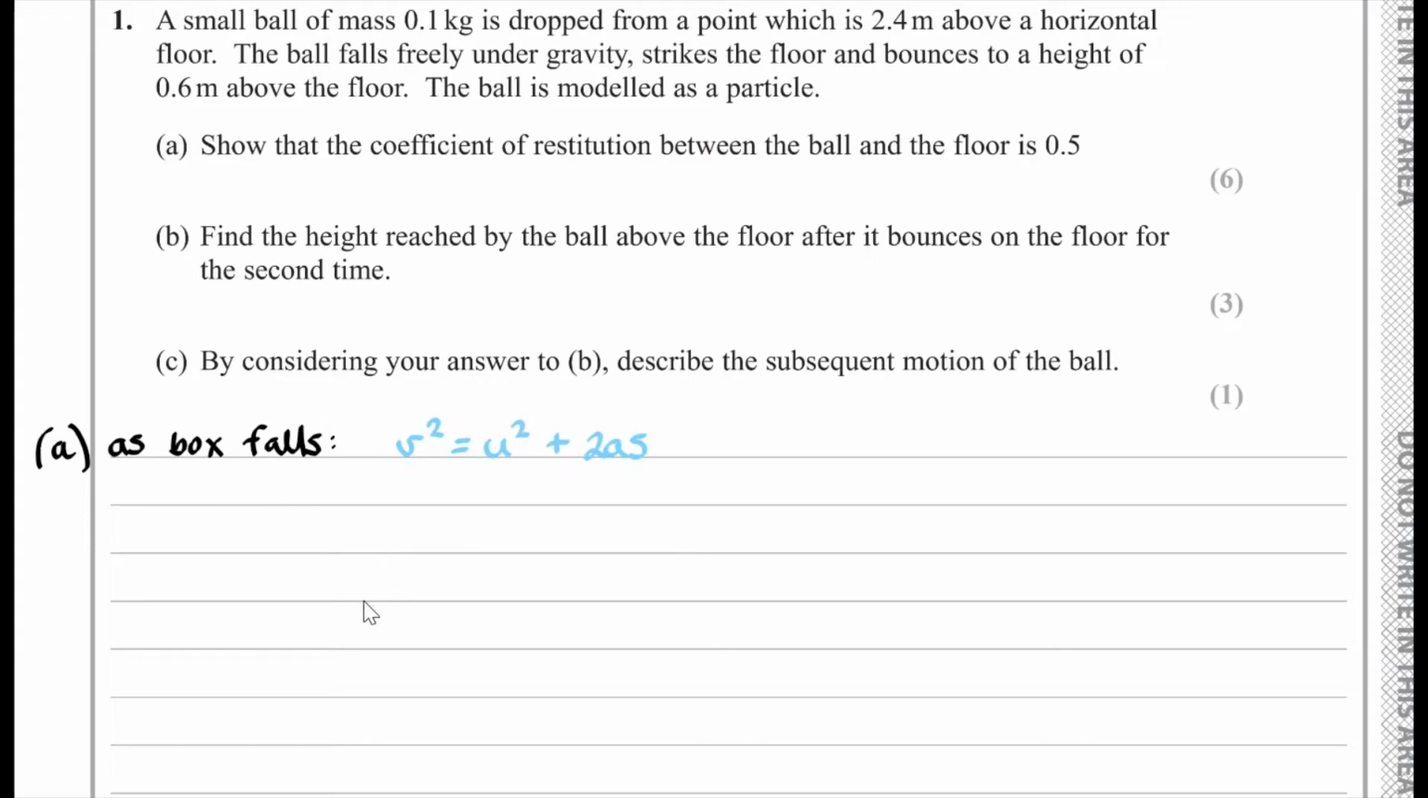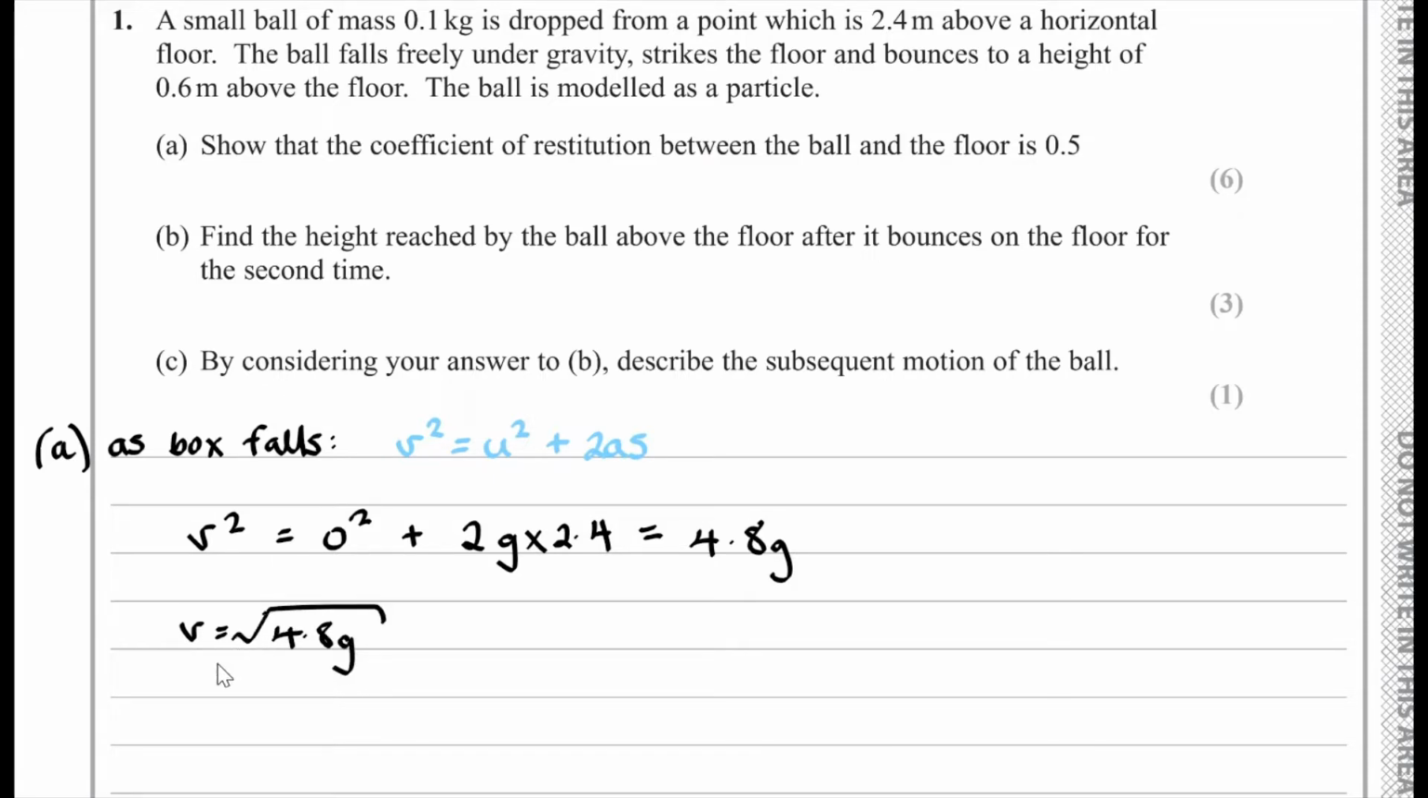The speed as it hits the ground, we have v squared equals u squared, 0 squared, because it starts from rest, plus 2a, so we have 2g times s, which is 2.4. So we have v squared, which is equal to 4.8g, and therefore v is equal to the square root of 4.8g.